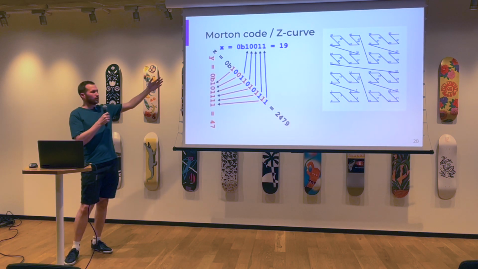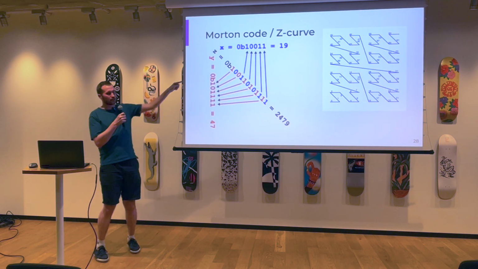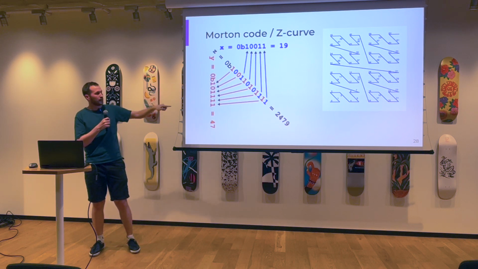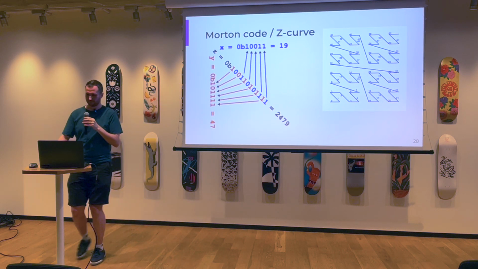Yeah, and Morton code is fairly straightforward. You just interleave the x and the y, and then you get a value that's on this curve.